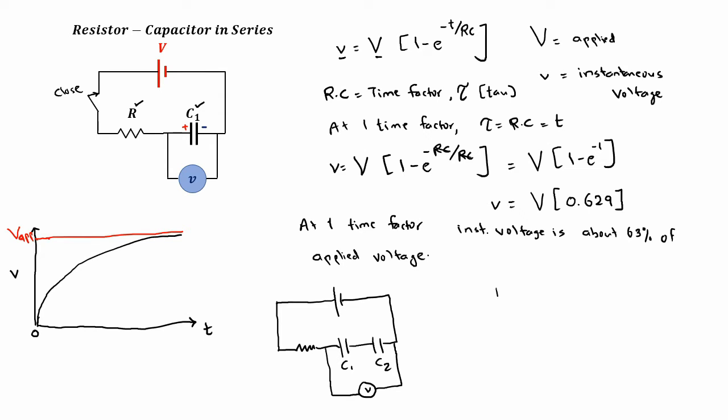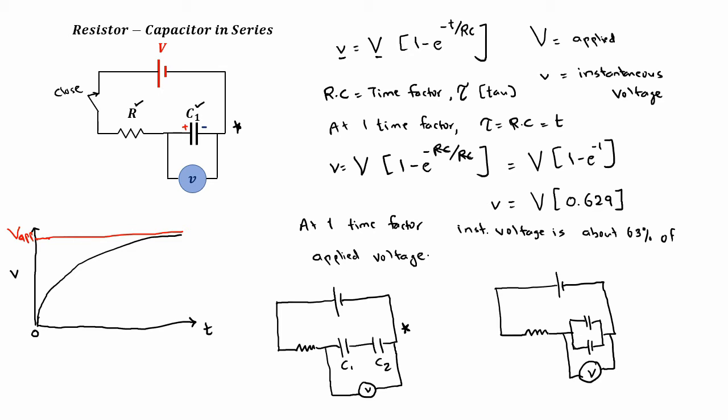Similarly, we have the same R, but then we create a parallel combination of C1 and C2. And we want to know the voltage. So I'm going to demonstrate this first circuit here and also the series circuit here.